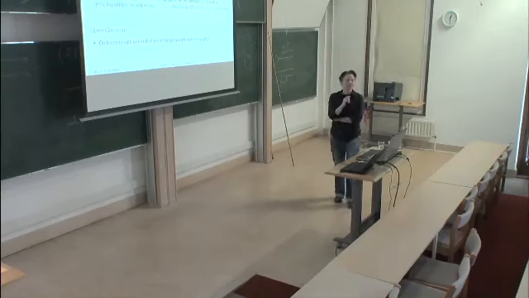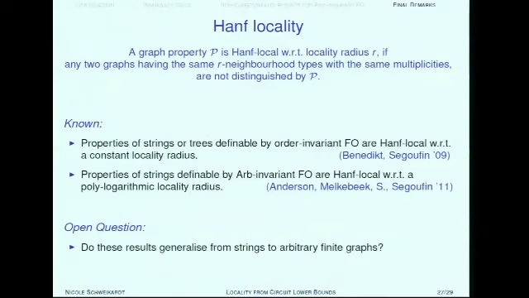Okay, how about Hanf locality? That's the second kind of locality that Stephen mentioned in his talk. I don't look at threshold Hanf locality, but at isomorphic Hanf locality. So what do we know here? Properties of strings or trees definable by order-invariant first-order logic are Hanf local with respect to constant locality radius. That was shown by Benedikt and Segoufin. And what we can also show, in the same paper from 2011, is that properties of strings definable by arb-invariant FO are Hanf local with respect to polylogarithmic locality radius.